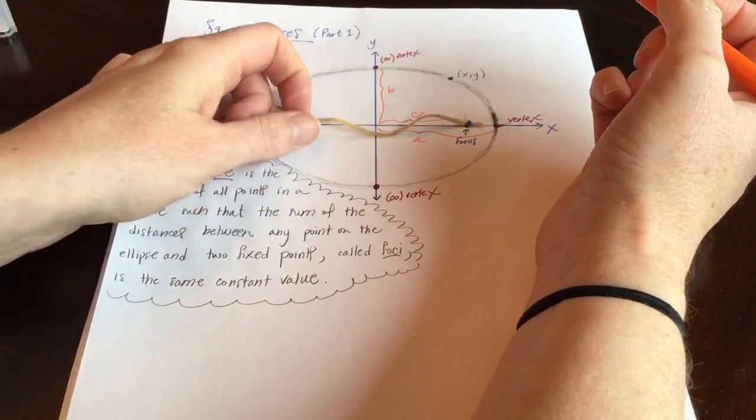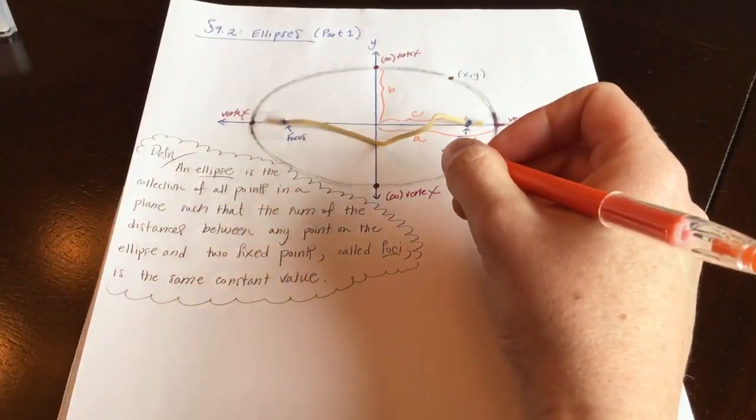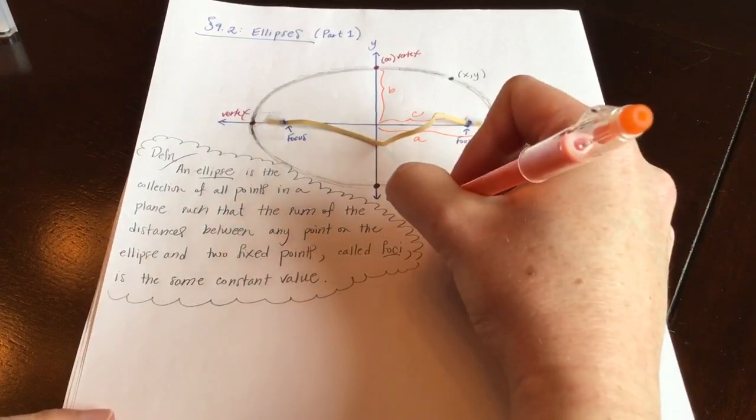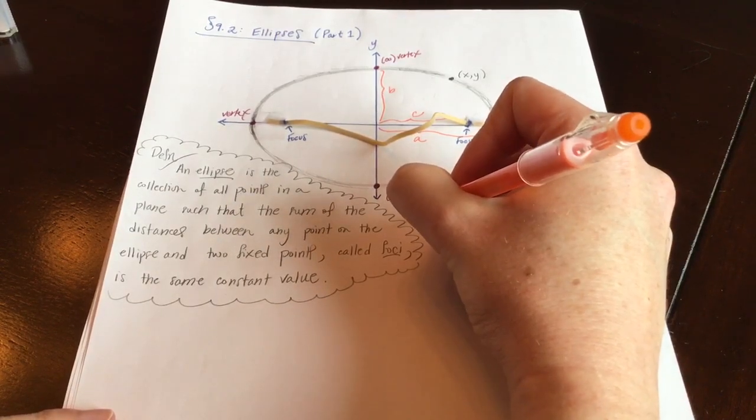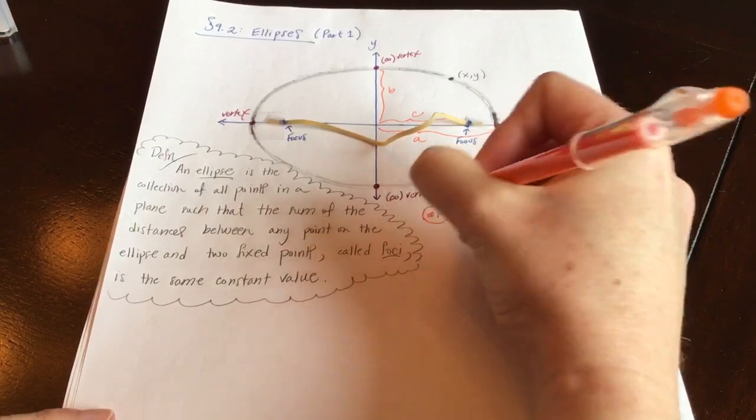So go ahead and get those labeled on your picture. And then let's make a collection of important facts that will really help us in the derivation. They'll also help you with your homework when you get there.